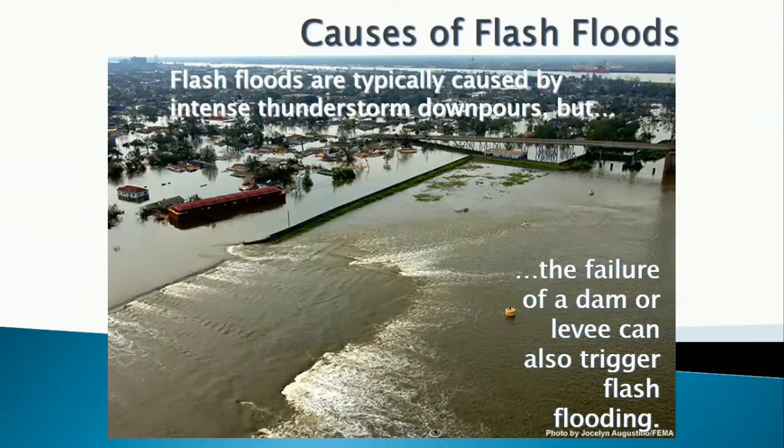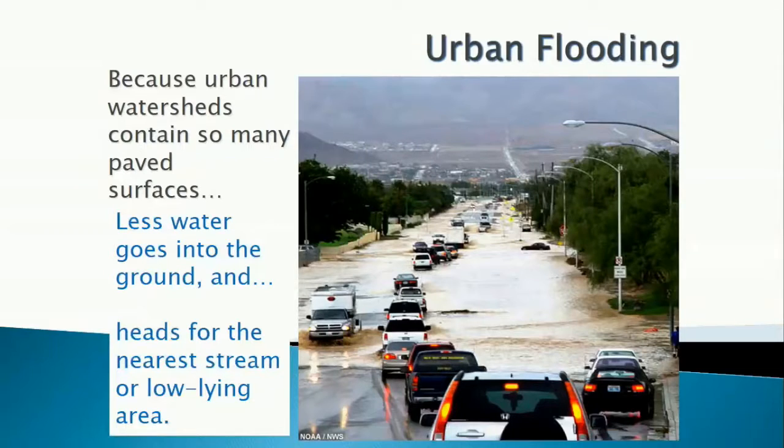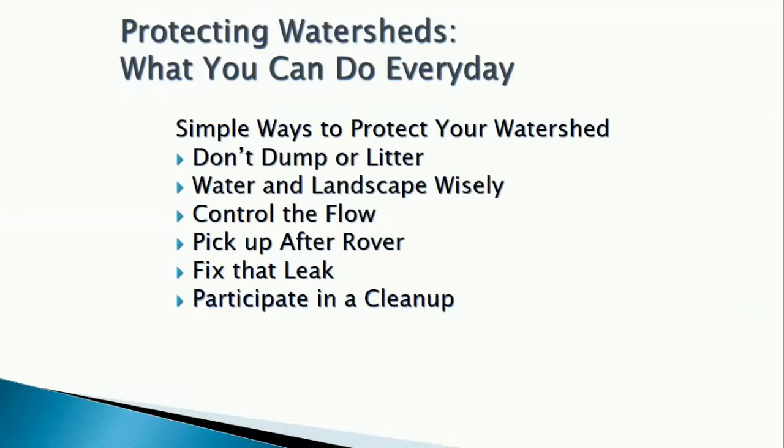Flash floods are typically caused by large, intense storms, but they can also happen due to a dam or levee failure, as seen in this picture. Urban floods occur because there are so many paved surfaces in a city, meaning that water can't seep into the ground. The water has to go somewhere, so it floods the paved surfaces, eventually running into the nearest stream or the lowest lying area.